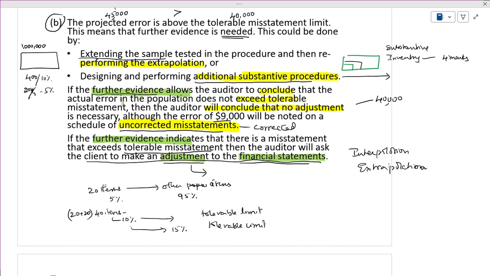Is it okay? Is it fine? These are two options. This is option 1 and this is option 2. Is it okay? Yeah.